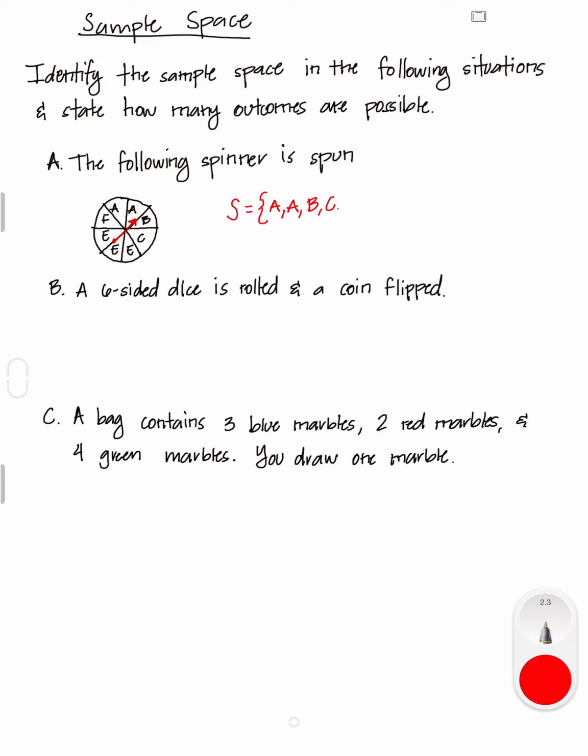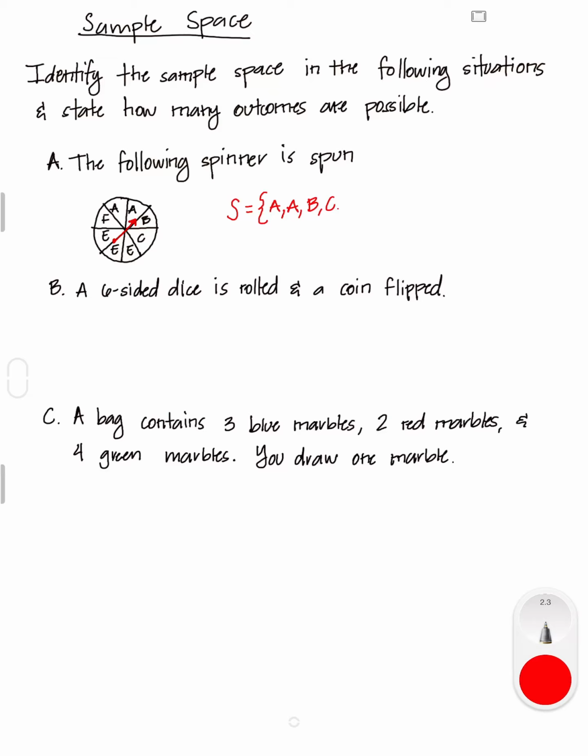So for the first one, we have the following spinner is spun. Here I'm going to assume that it's only being spun once, right? We're not going to do more than one spin. So let's go ahead and see what are the possibilities that we can get as outcomes for this spinner. So I usually write S for sample space, and then we do a curvy bracket to write down all the possible outcomes that we can get.